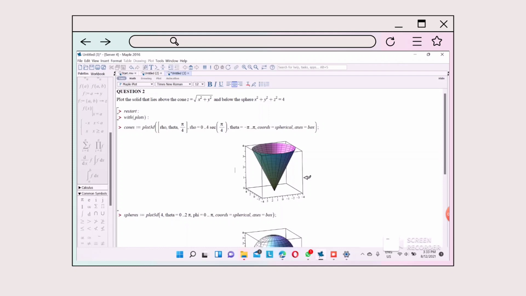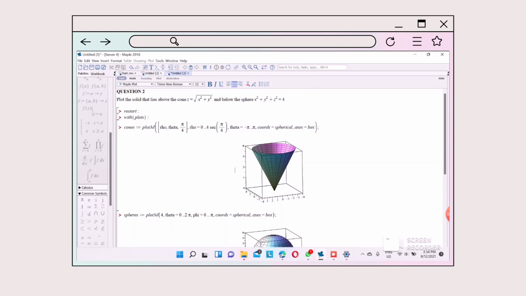Assalamualaikum warahmatullahi wabarakatuh. My name is Muhammad Atir bin Zamani and my student number is 2020476592, and I would like to answer question 2 for lab assignment MAT491. The question asks to plot the solid that lies above the cone z equal to square root of x squared plus y squared and below the sphere x squared plus y squared plus z squared equal to 4.